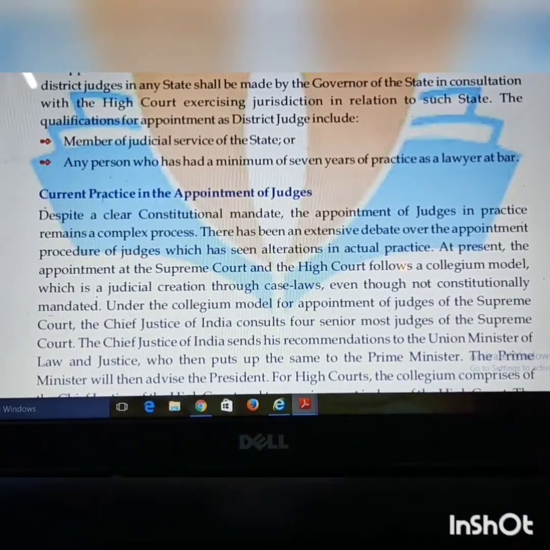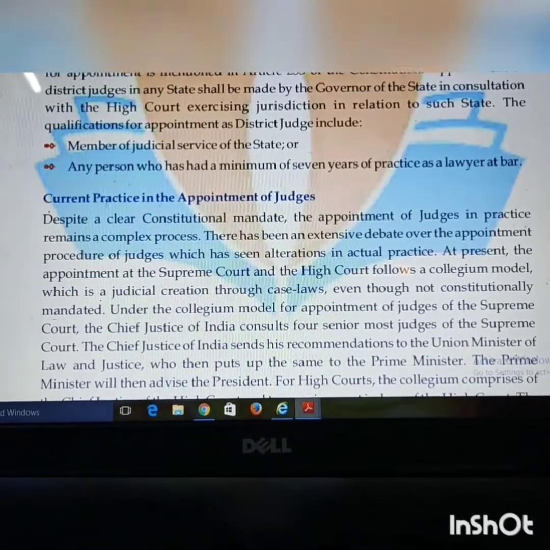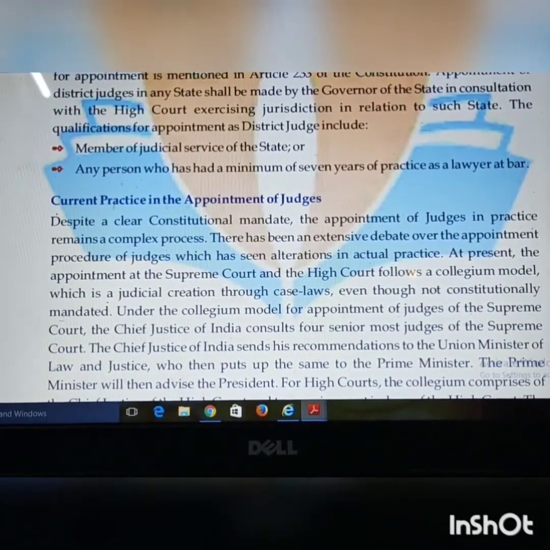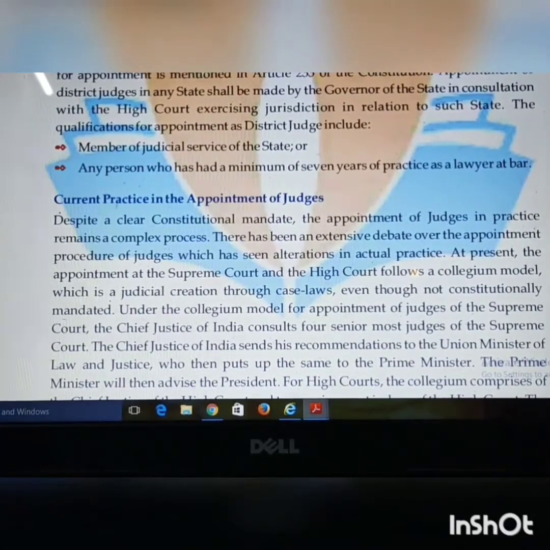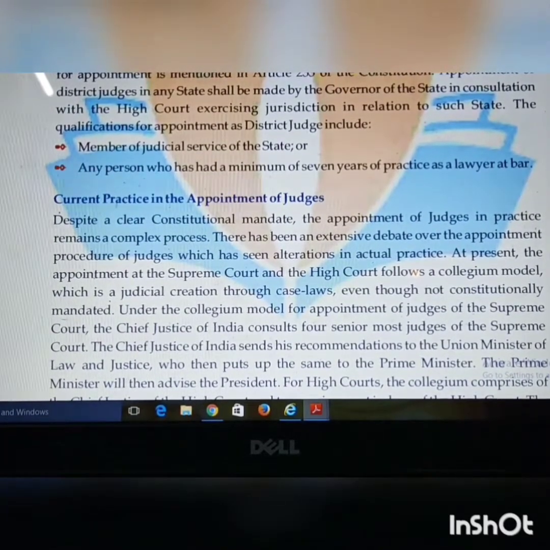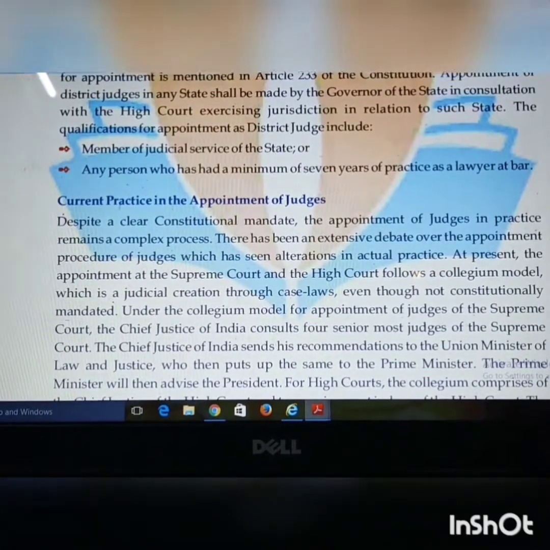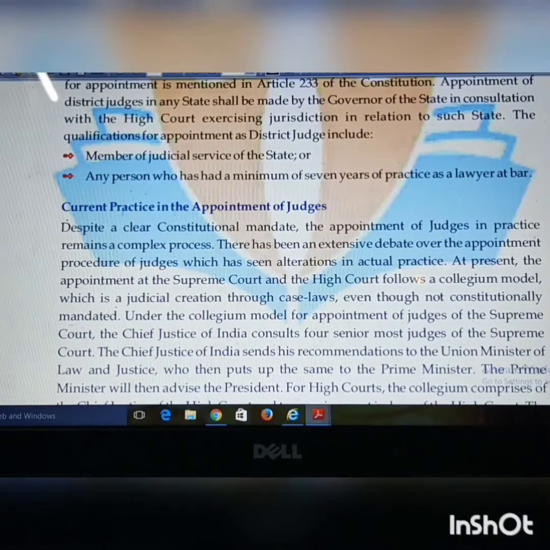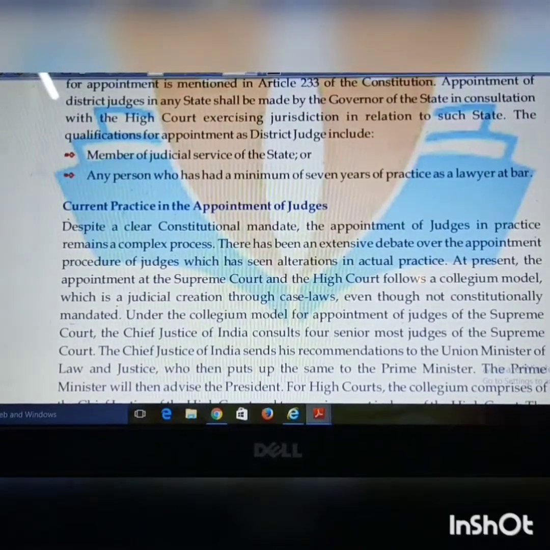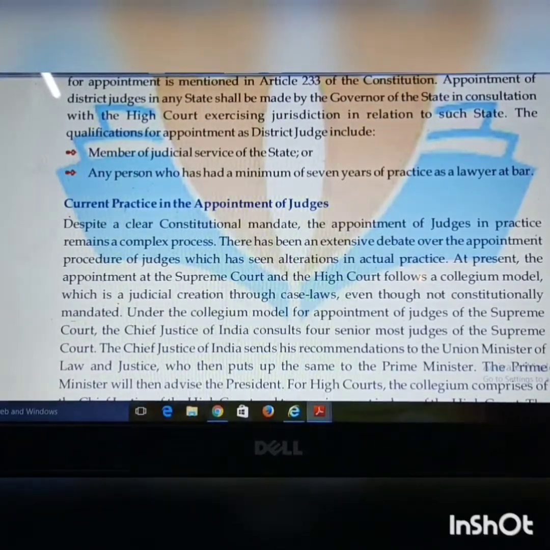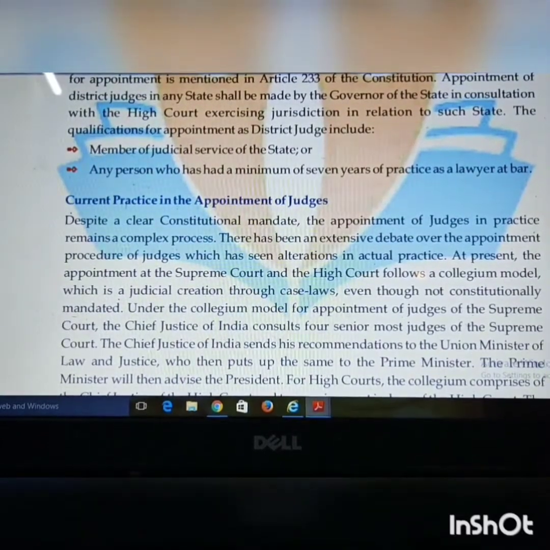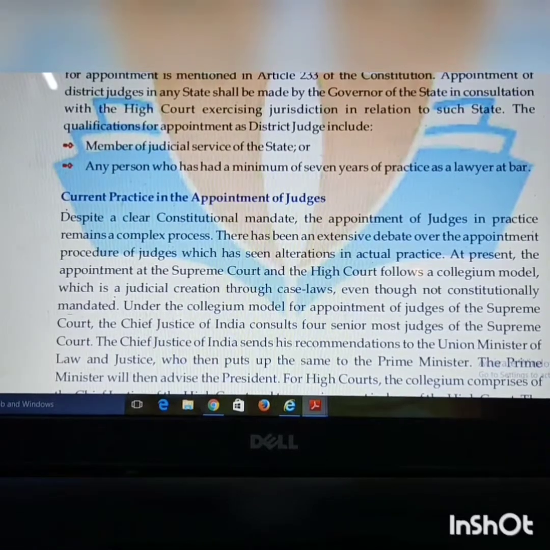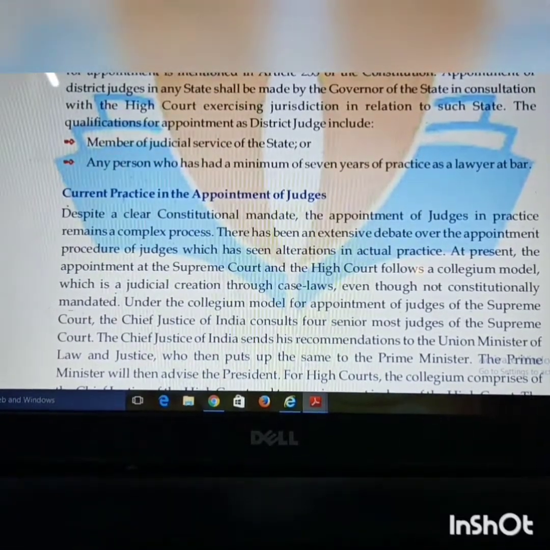Okay, so we were doing the appointment of judges in the Supreme Court and High Court in the previous lecture. That is all we have done. Now we come to the current practice in the appointment of judges. That means in the previous lecture we covered how judges can be appointed by the consultation of the President or by the Governor of the state, if it's a High Court or district judge that has to be appointed. That was all about what is mentioned in the Constitution. Now what the scenario is at present will be covered in this topic.